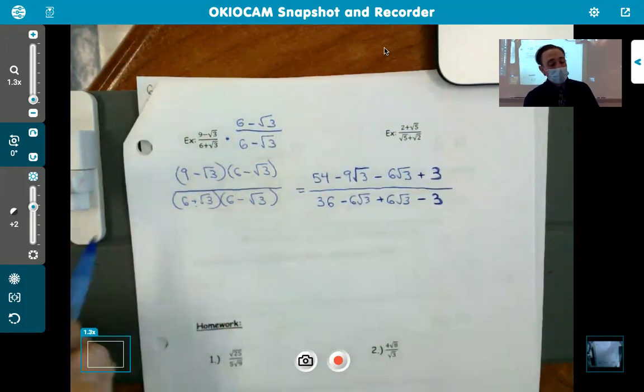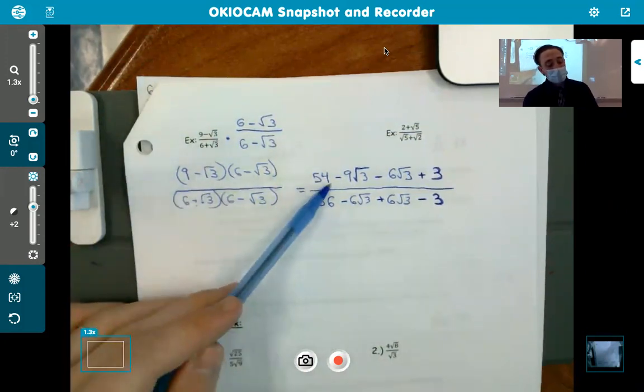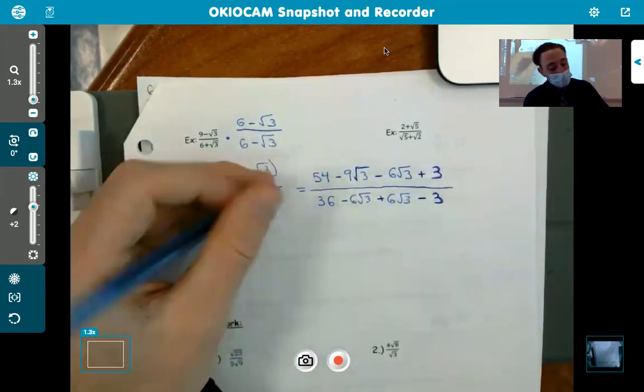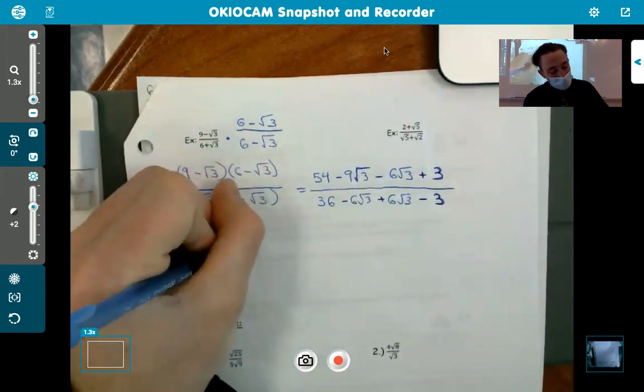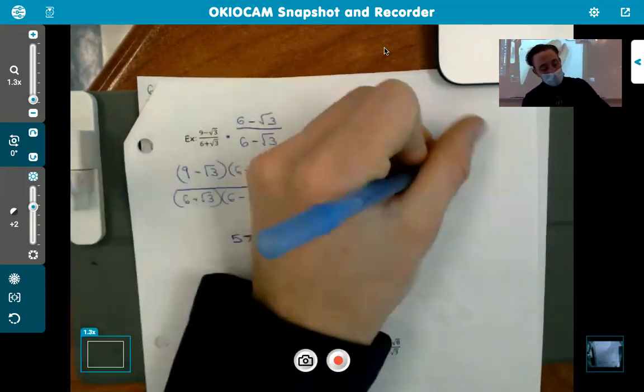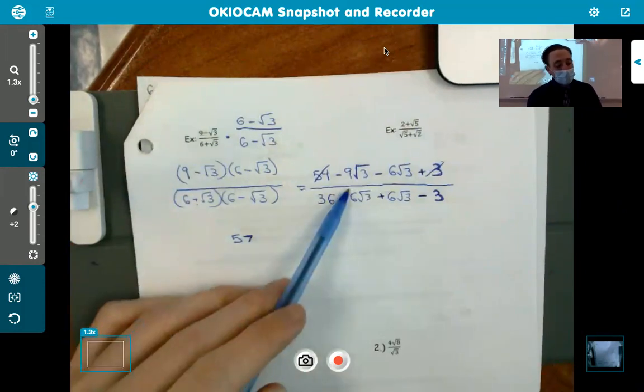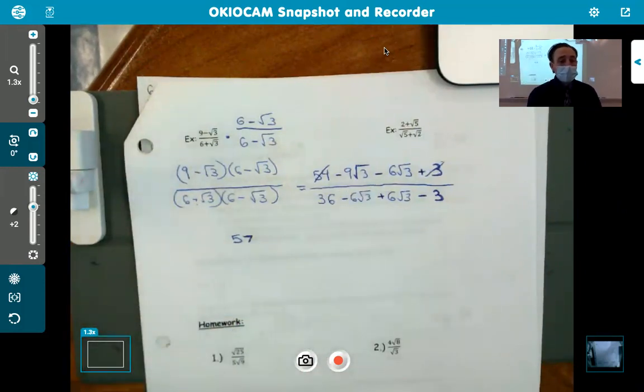From here, I've got to combine like terms, all right? So I had the 54 and the 3. That'll give me 57. Negative 9 root 3 minus 6 root 3. What does that give me? If I do negative 9 root 3 minus 6 root 3.